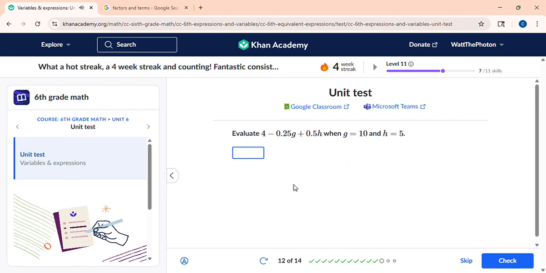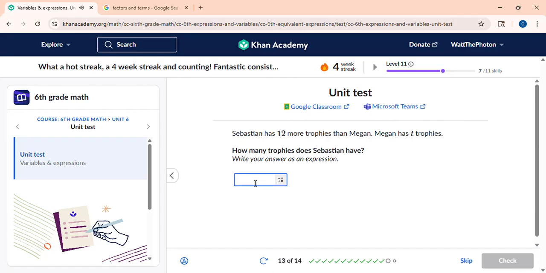4 minus 0.25g plus 0.5h when g is 10 and h is 5. So 4 minus 2.5, so that is 1.5. 1.5 plus 2.5. Because both of these are 2.5, they cancel out and get 4. 2.5 plus 2.5. I'm happy with that.